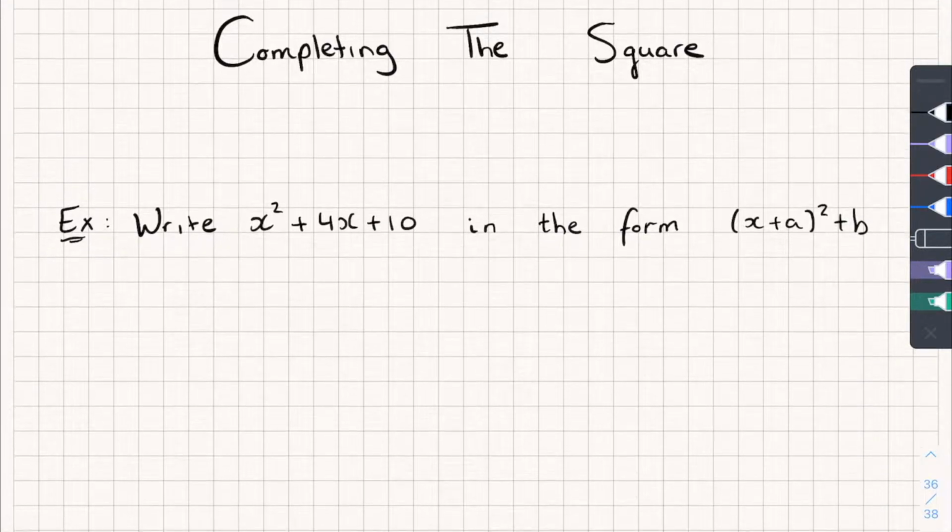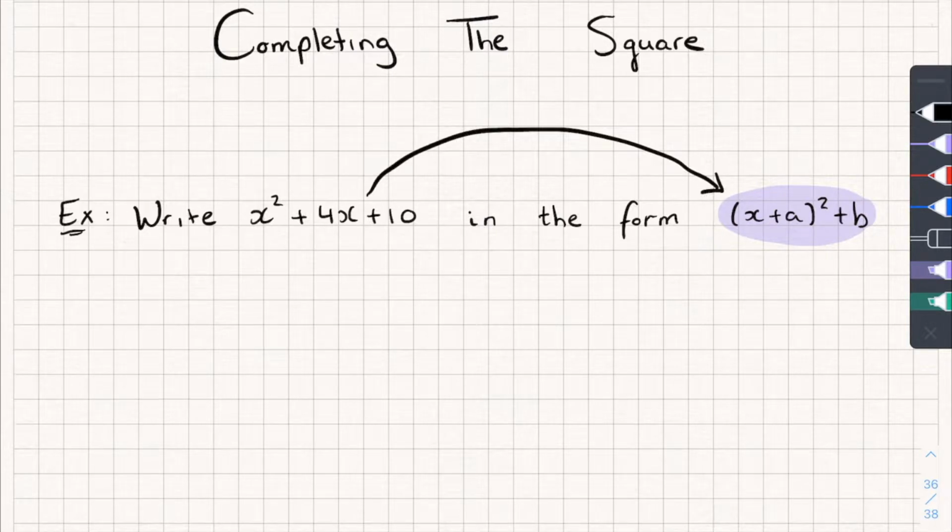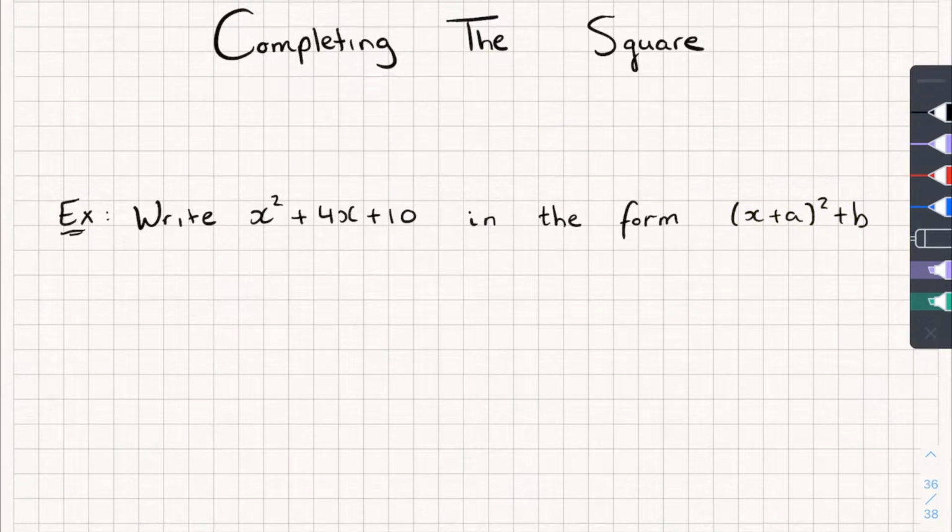So let's take a look at this example. We've got x squared plus 4x plus 10 and we want to write it in the form (x plus a) all squared plus b. Now this form here is what we call the completed square form. So what we need to do is turn this quadratic into something that's equal to and looks like that. And when we've done that, we've completed the square. So it's quite easy to do, okay? So here's how we're going to do it.